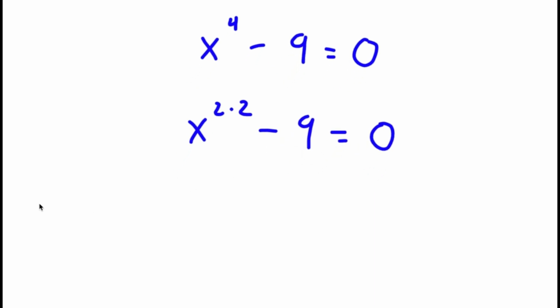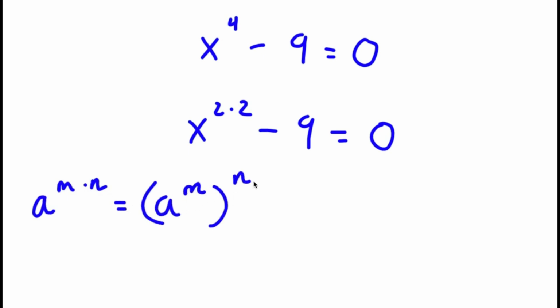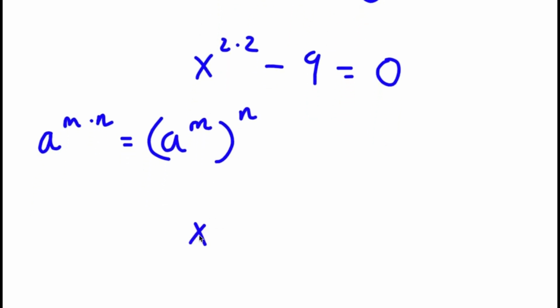Now, if I have something in the form a to the power of m times n, this is equal to a to the power of m to the power of n. So x to the power of 2 times 2, I can rewrite that as x to the power of 2 to the power of 2. Now this minus 9 is equal to 0.